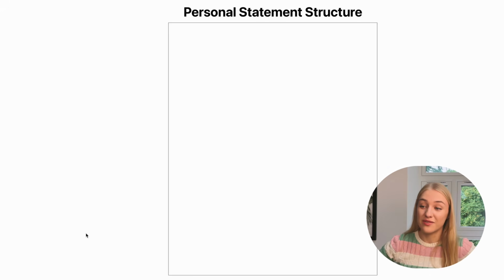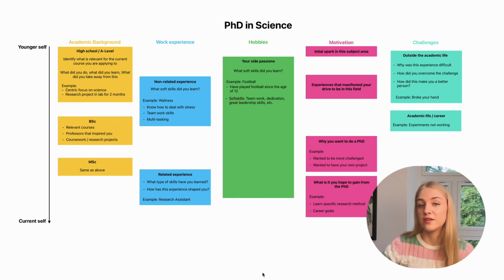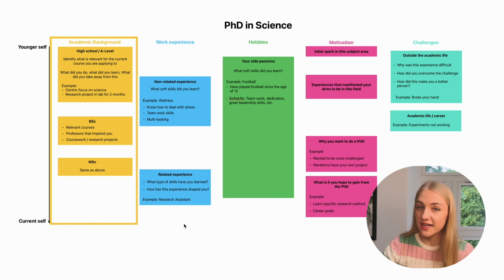So the first thing you want to write about is a brief introduction. This can be 2 to 3 sentences maximum. And the point of an introduction is to catch the attention of the reader and quickly highlight your motivation and what you're applying for. So next, we're going to talk about your academic background and also relevant work experience.